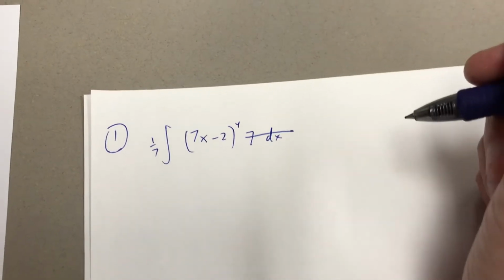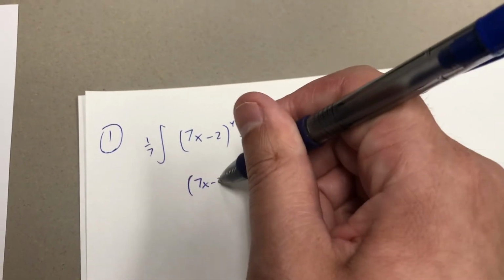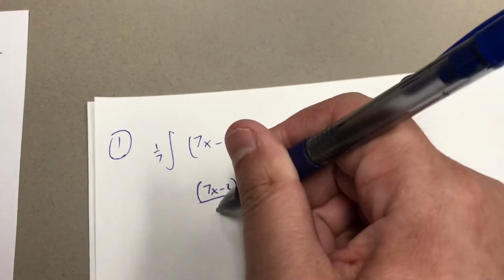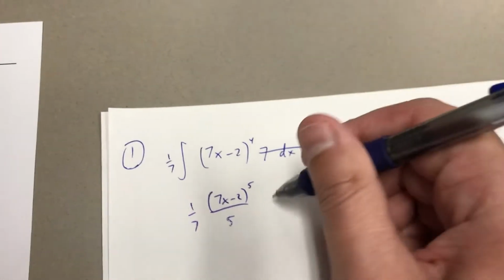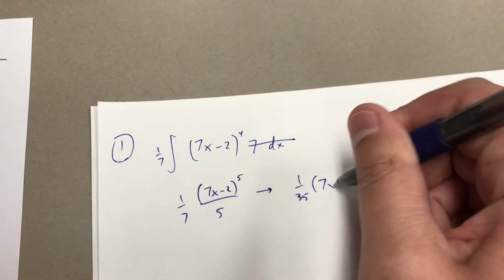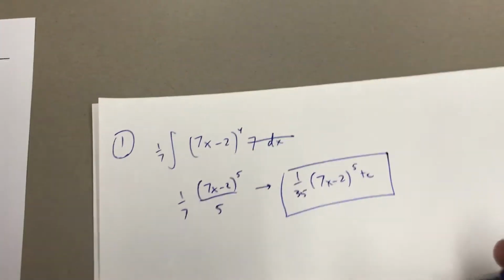Okay, at this point, you reverse the chain rule. Derivative of the inside function is absorbed back in. And you're just reversing the derivative process at that point. Okay, it's a power rule situation. Raise the power by 1, you divide by the power, you've got that 1/7 out in front. Should end up being 1/35 times the quantity 7x minus 2 to the 5th power. Don't forget your plus c.